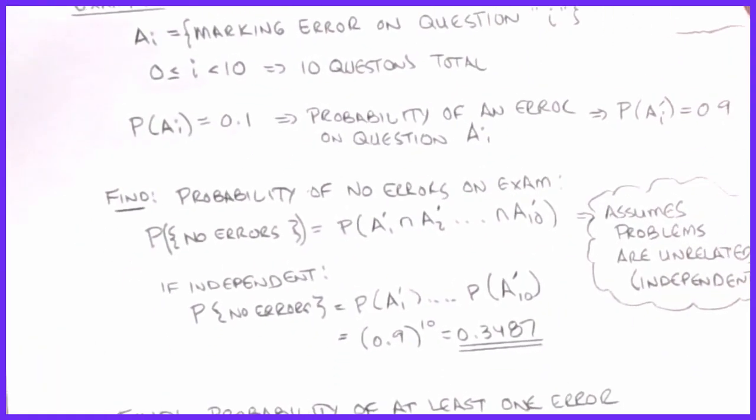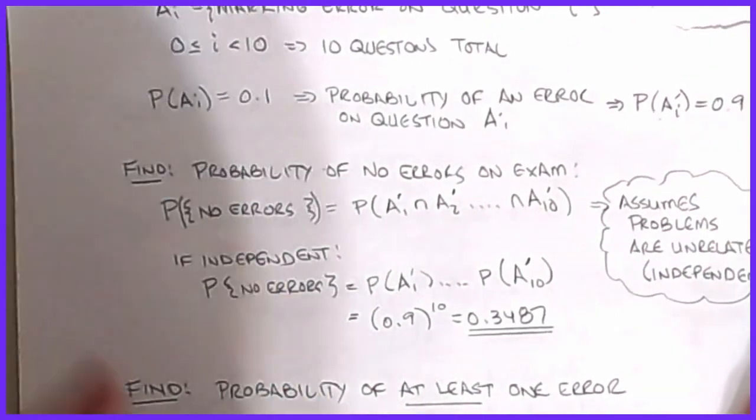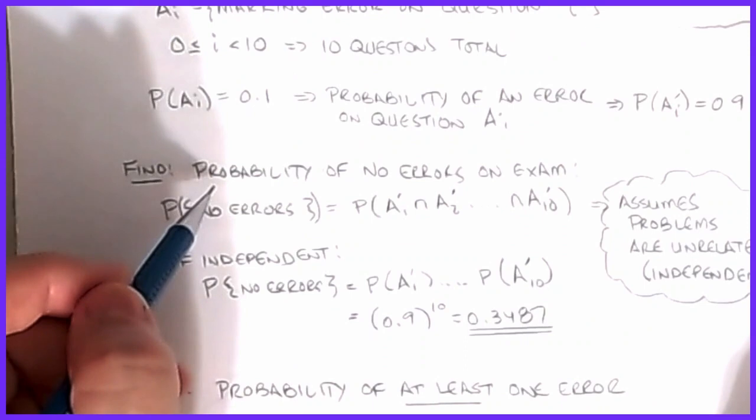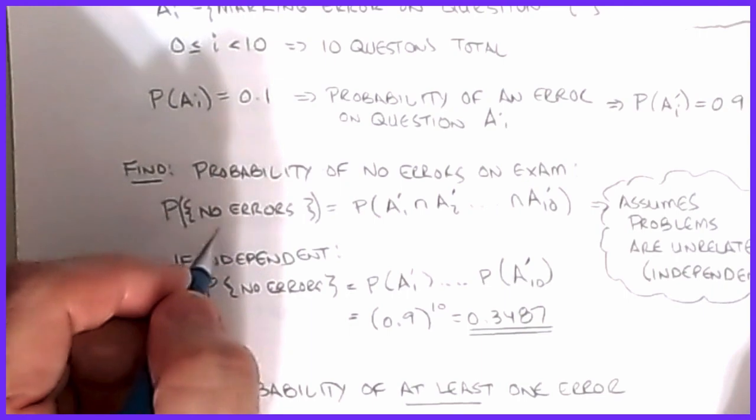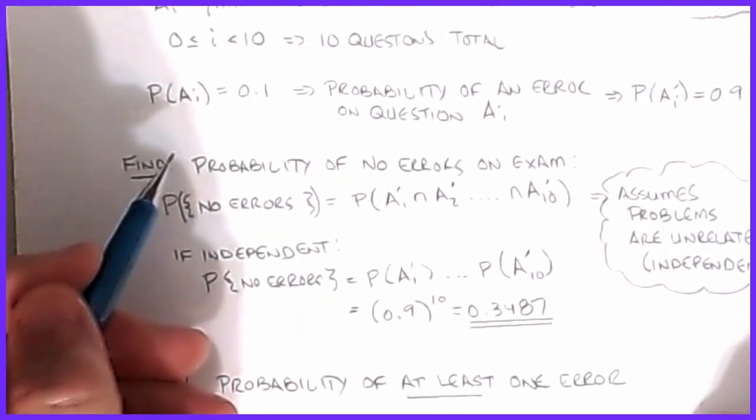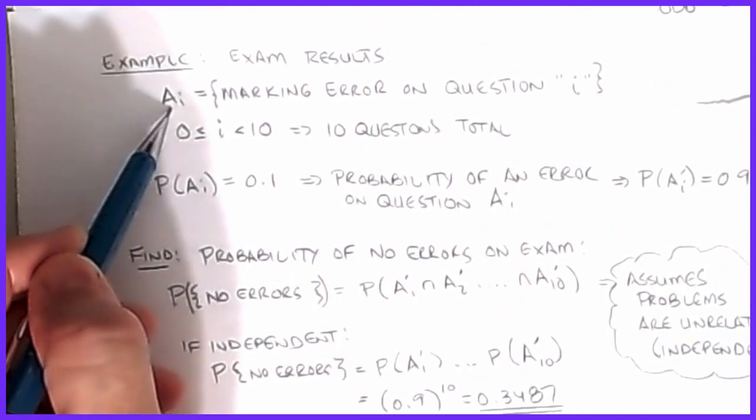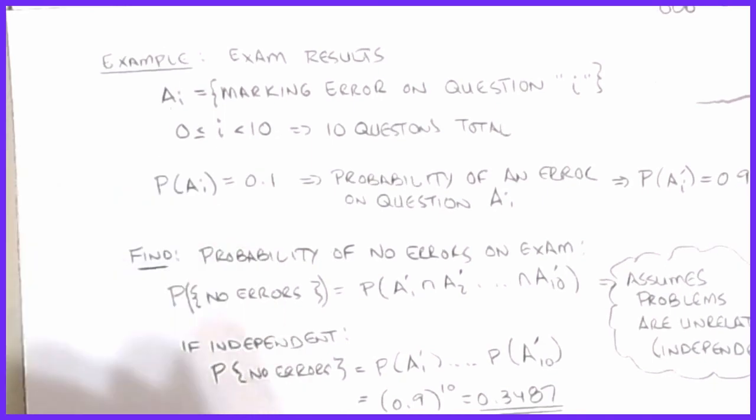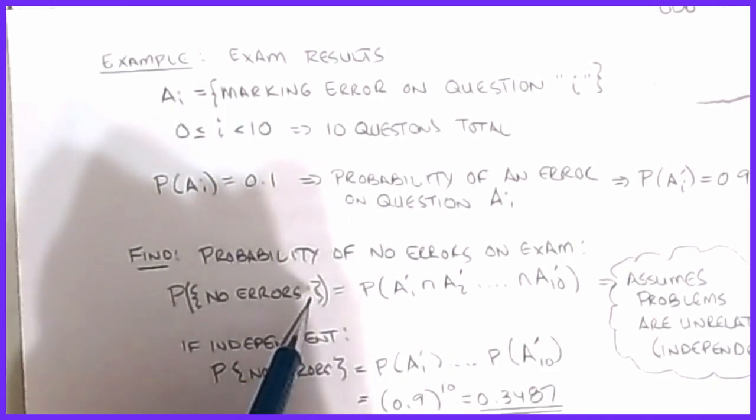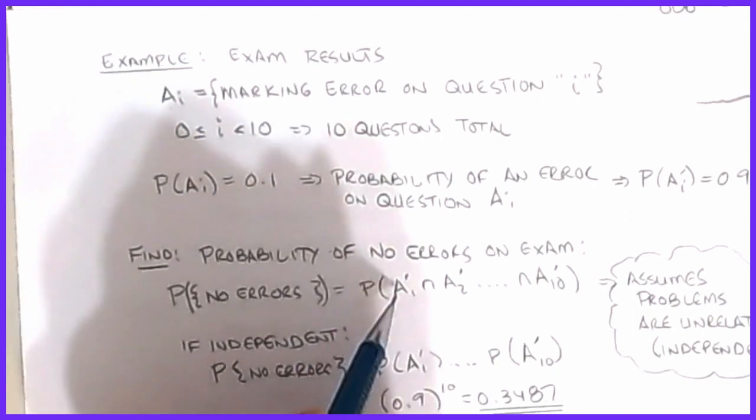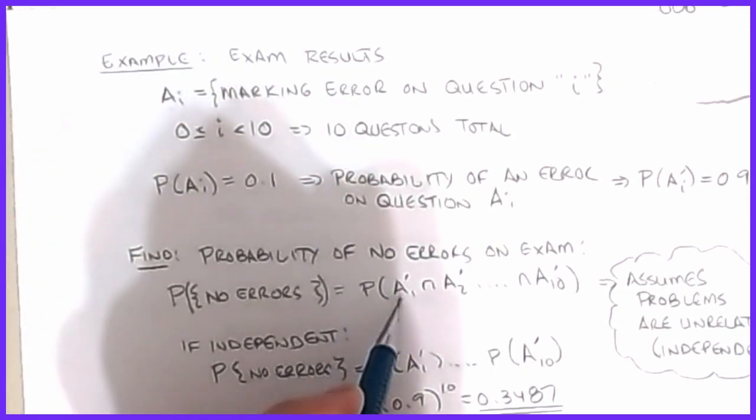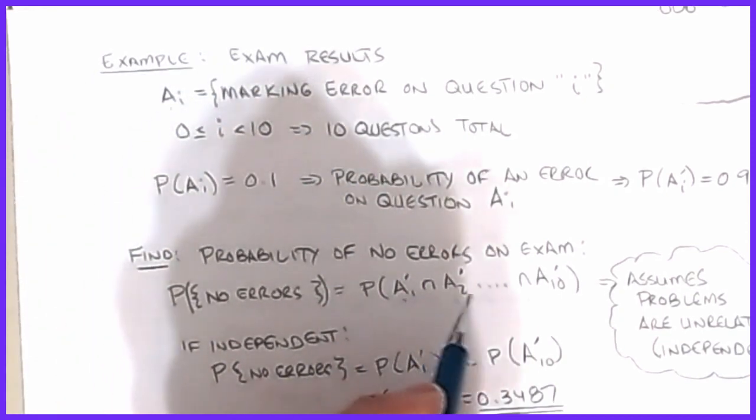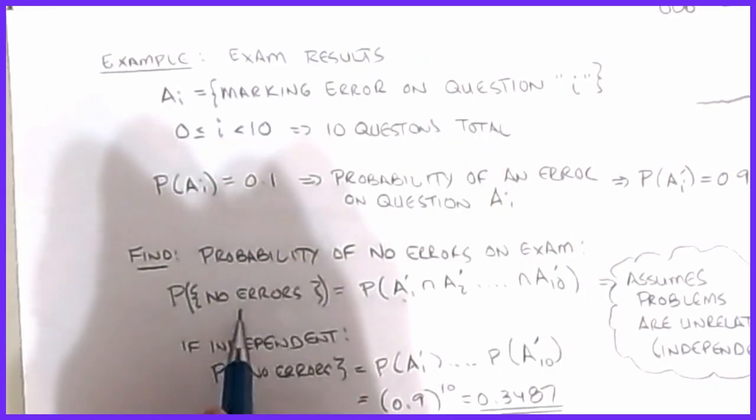Maybe you're asked to find the probability of no errors on the exam, that the student gets a perfect score. We can set this up: if we were to draw this tree, it would be 10 levels deep, and it'd be kind of crazy. But since we defined the event A_i as the event where he or she makes a mistake, the probability of no errors has to do with the complement. In order to have no errors on this test, he has to have the complement occur on every single one of the 10 events. So it has to be perfect on number 1, perfect on number 2, all the way out to perfect on number 10. That's the only way you get no errors.